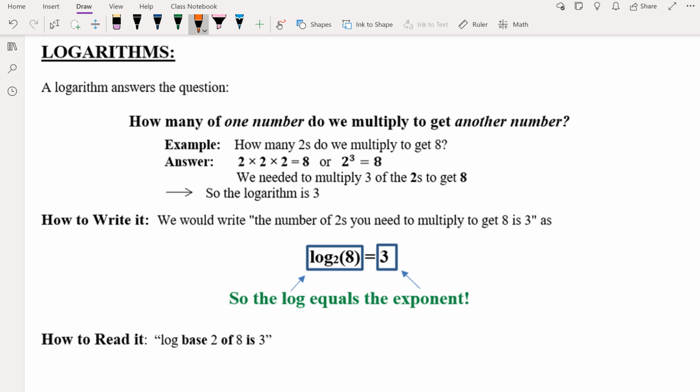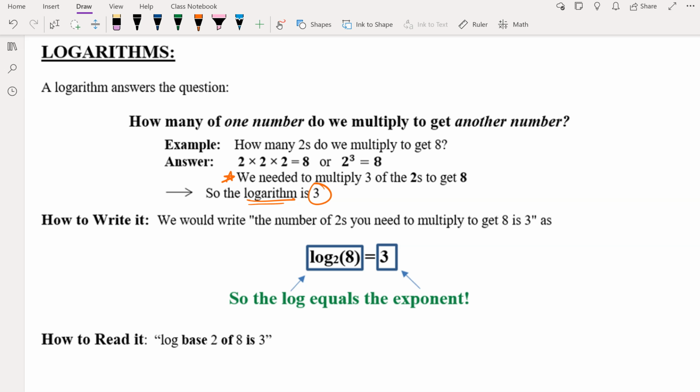Logarithms, and I'm just reading right here. A logarithm answers the question, how many of one number do we multiply to get another number? For example, how many 2's do we multiply to get 8? And we have the answer is 2 times 2 times 2. We have to multiply 3 2's together, or 2 cubed, to get 8. Since we needed to multiply 3 of the 2's to get 8, the logarithm is 3.